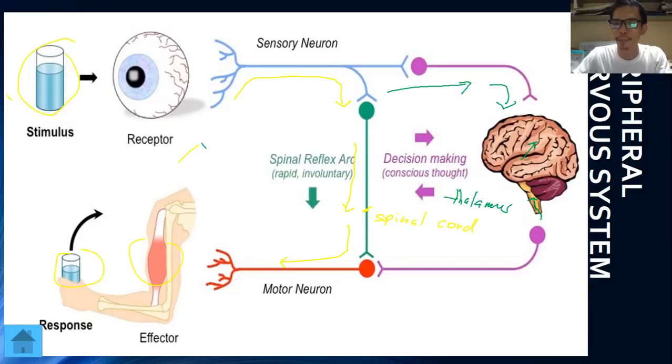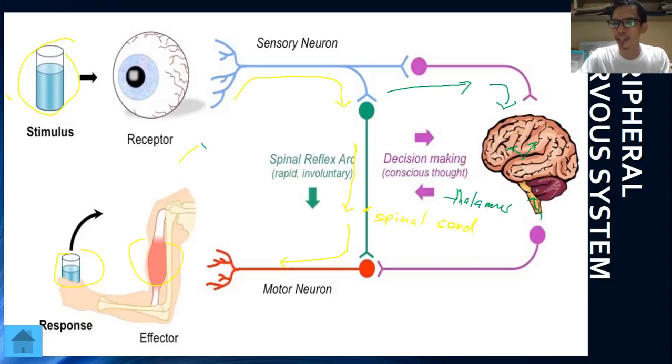Alright, so after that, there is also a signal that will go to the frontal lobe. The frontal lobe will think further about who put a hot liquid inside the glass. All right, so next one. These are the probable functions of your brain after the reflex arc.